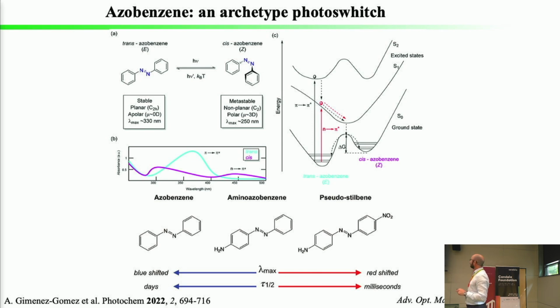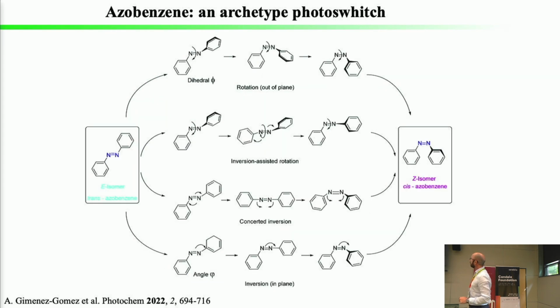But the intriguing part is that azobenzene is non-Kasha; it doesn't follow the Kasha rule for the excited state. So the first excited state is an n-pi star transition that is forbidden, and the first bright transition is the second excited state, a pi-pi transition. And still it is not extremely clear what the mechanism of action is going from the trans to the cis.